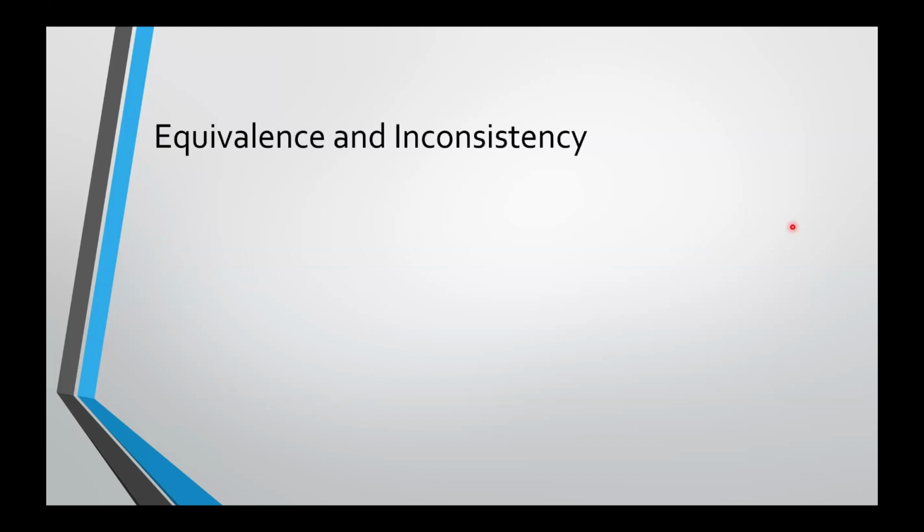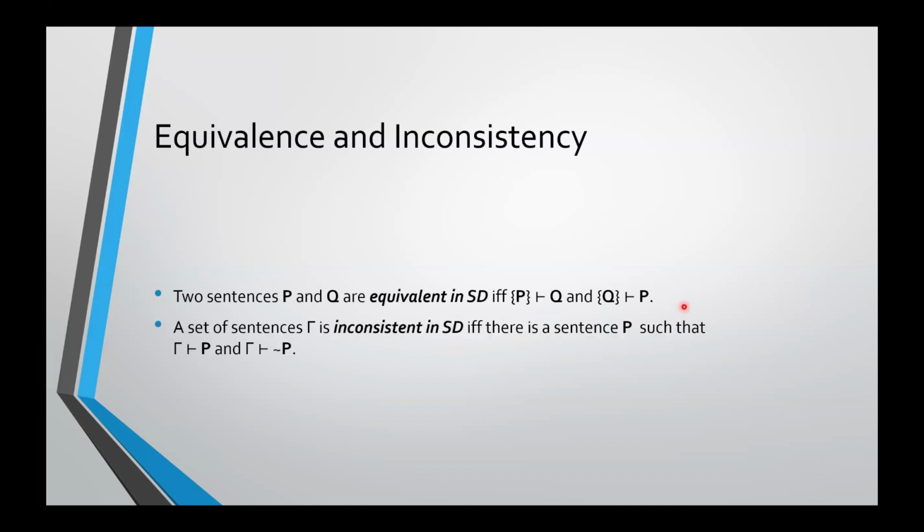So next we will define equivalence and inconsistency. Two sentences are equivalent in SD if and only if they're derivable from each other. So P and Q are equivalent if Q can be derived from the set containing only P, and P can be derived from the set containing only Q. And a set gamma is inconsistent in SD if and only if there's a sentence P such that P is derivable from gamma, and the negation of P is also derivable from gamma.